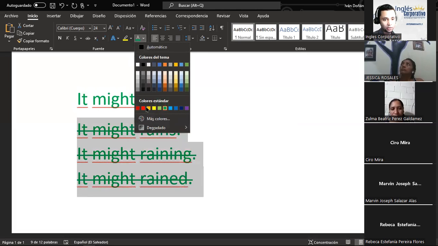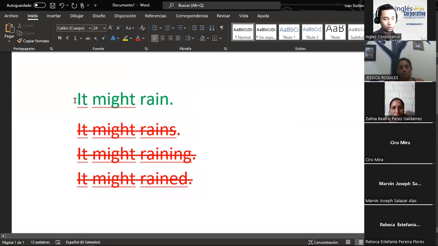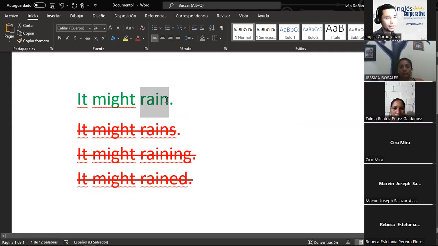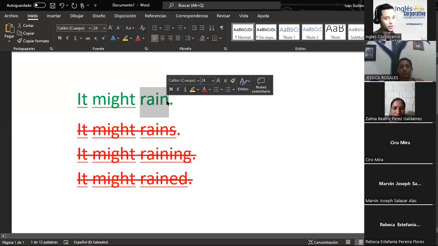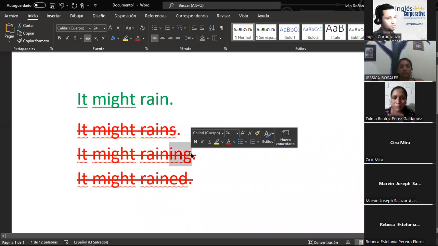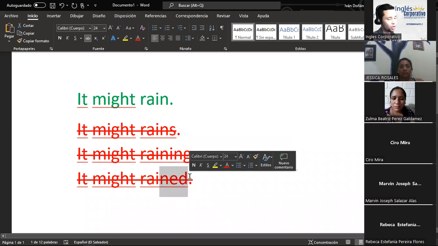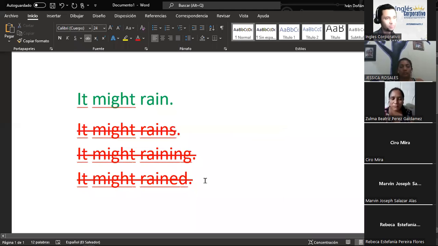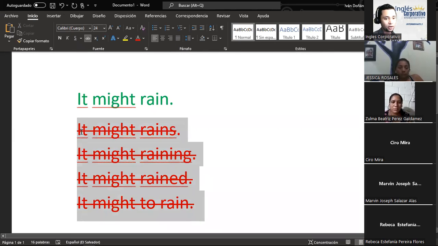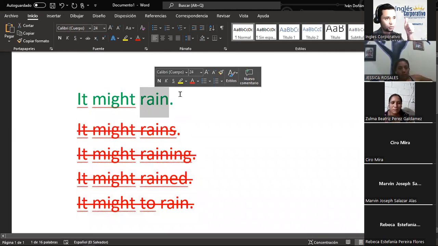I'm going to change the color. This is correct. After a modal auxiliary, you have to use the main verb in base form. That's the only way. Third person singular? Nope. ING form? No. Past form? No. Past participle? No. Absolutely not. To infinitive also is not correct. You say it might to rain. This is incorrect. All of these sentences are incorrect. This is the only good form.